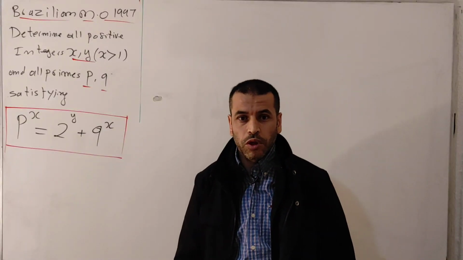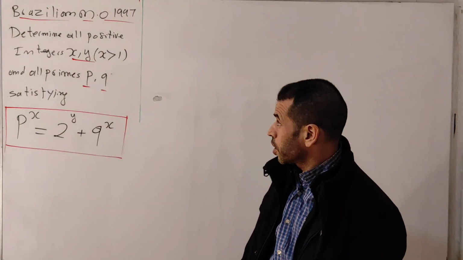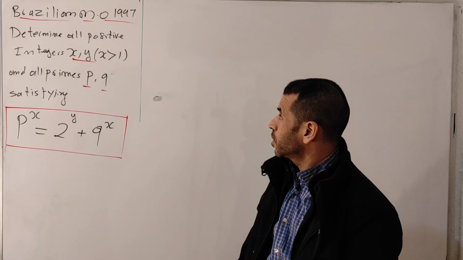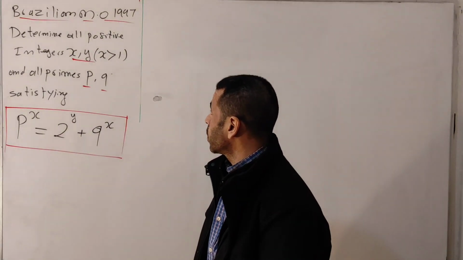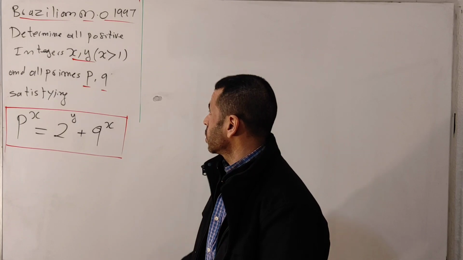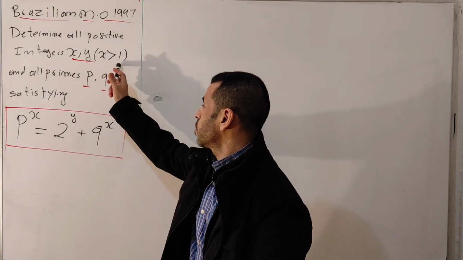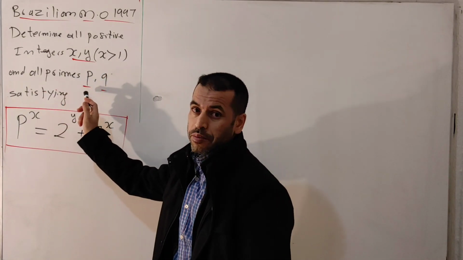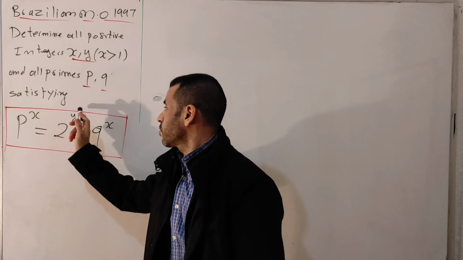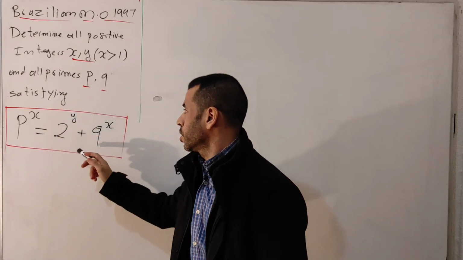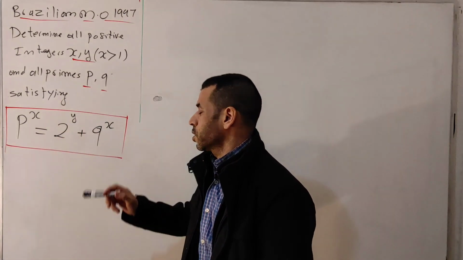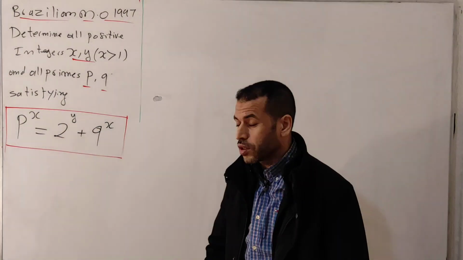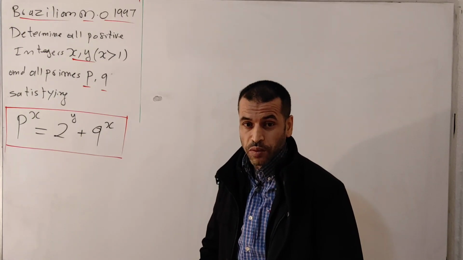In today's video, I would like to introduce a very nice problem of the Brazilian Mathematical Olympiad, edition 1997. Here is the setup. Determine all positive integers x, y such that x is strictly greater than 1, and all primes p and q satisfying this equation: p to the x equals 2 to the y plus q to the x. In fact, this is a very nice and interesting problem to work on.